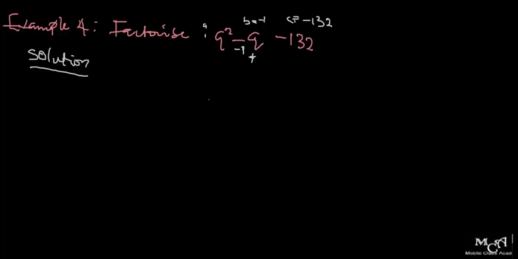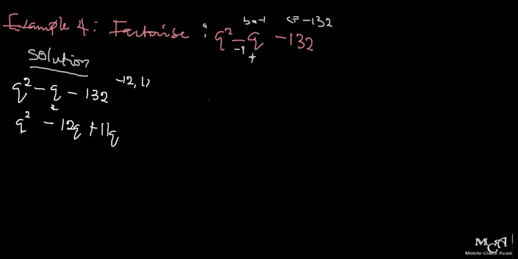So we have q squared minus q minus 132. Remember what we are using to replace this minus q is -12 and 11. So let's continue and input them. Q squared minus 12q plus 11q minus 132. At this point, what do we do?